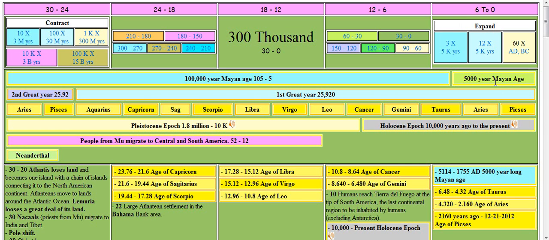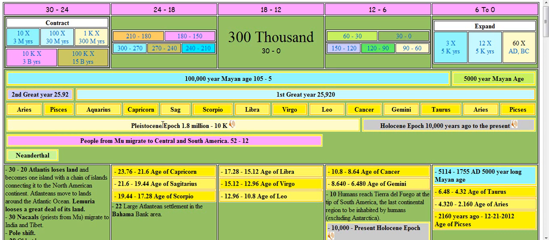So 500-year Mayan calendar age here, and then here's great years, the 25,920, the revolutions of the sun around the Sirius crossing the galactic plane every 25,920 years. So the last time it was back here, 2,300 years ago or something like that, 2,500 years ago, and then it goes forward, and then it crosses again next year. So, started Age of Aquarius, Capricorn, Sagittarius, and we're going back into Aquarius again.